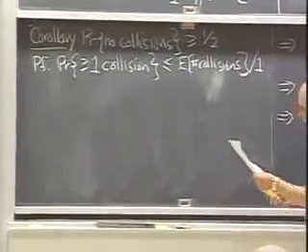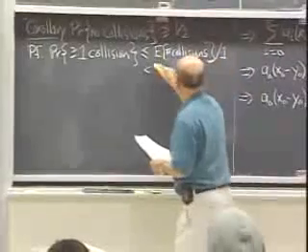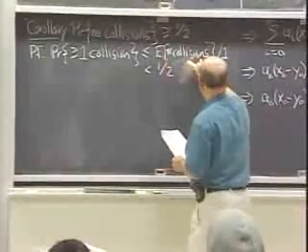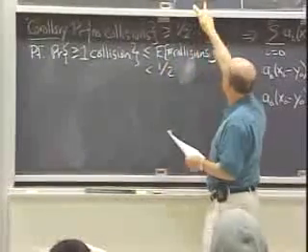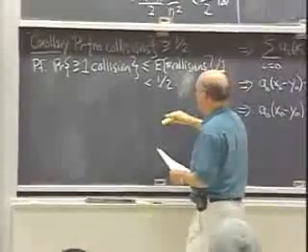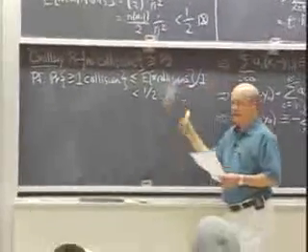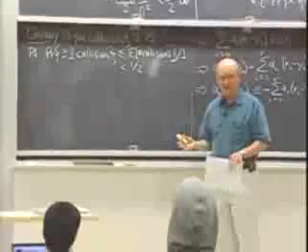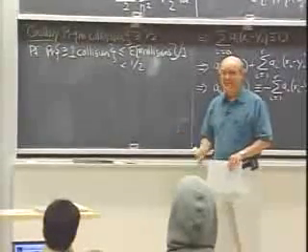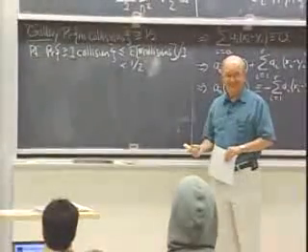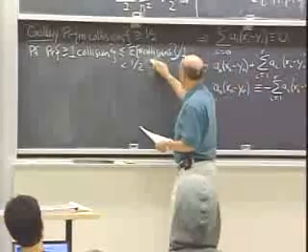Okay? And that is, by Markov's inequality, less than, by definition of expected number of collisions, which we've already shown, is less than a half. So the probability of at least one collision is less than a half. The probability of 0 collisions is at least a half. Okay? So we're done here.